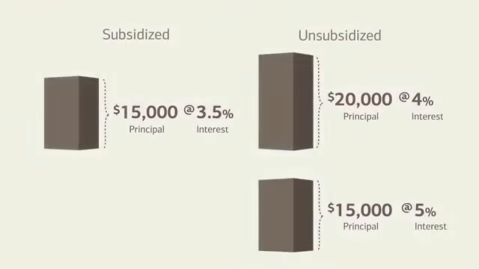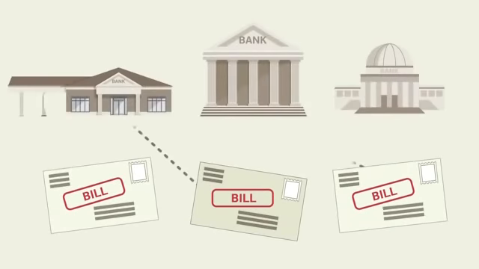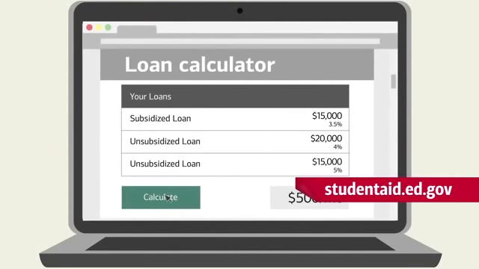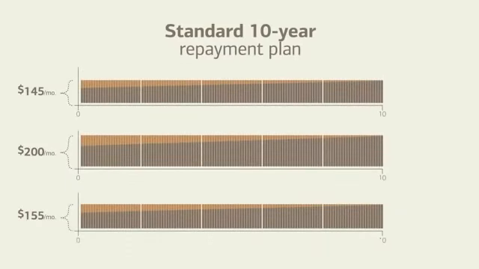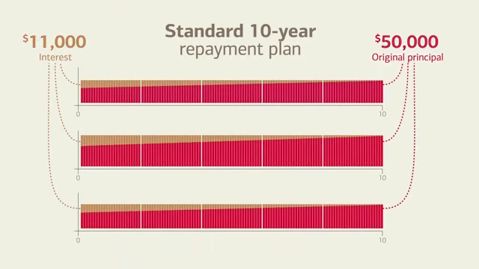If you're not sure about the differences between unsubsidized and subsidized loans, we cover this in another video. Now, as you can see, keeping track of these loans might get complicated, especially if you're making payments to different loan servicers. Entering these numbers into the loan calculator at studentaid.ed.gov on a standard 10-year repayment plan, you're going to be paying a little over $500 a month. Over 10 years, you'll pay about $11,000 in interest on your original principal of $50,000.